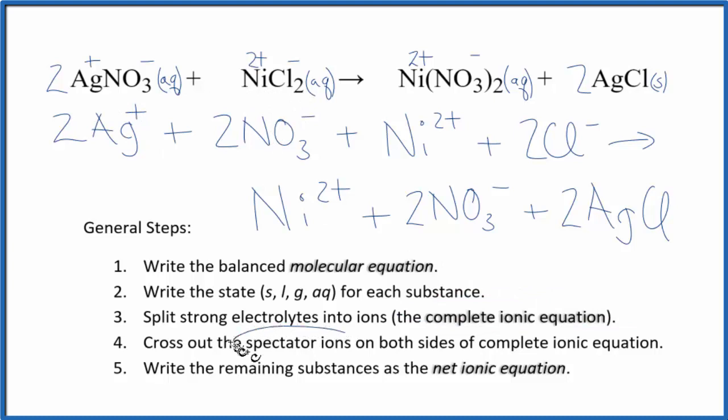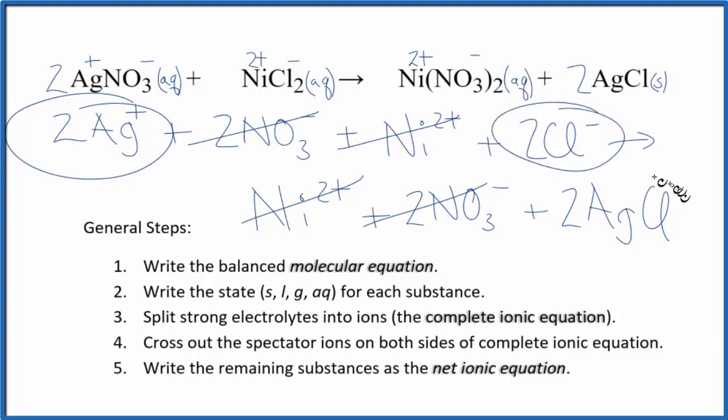Now we can cross out spectator ions. These are on both sides of our complete ionic equation. In essence, they haven't changed, so we're really not interested in them. In the reactants, I have 2 nitrate ions. I also have 2 nitrate ions in the product. Cross it out. I have a nickel 2 ion here in the reactants and in the products. Cross it out. But everything else, that's unique. And that makes the net ionic equation for silver nitrate plus nickel(II) chloride. Let me clean this up, add the states, and we'll have our net ionic equation.